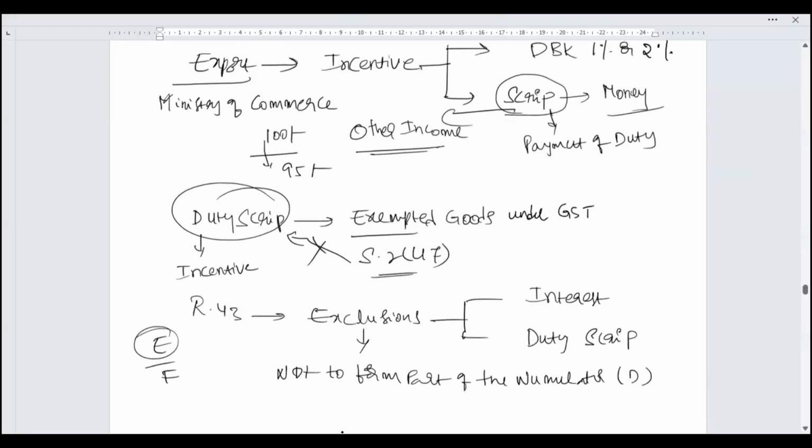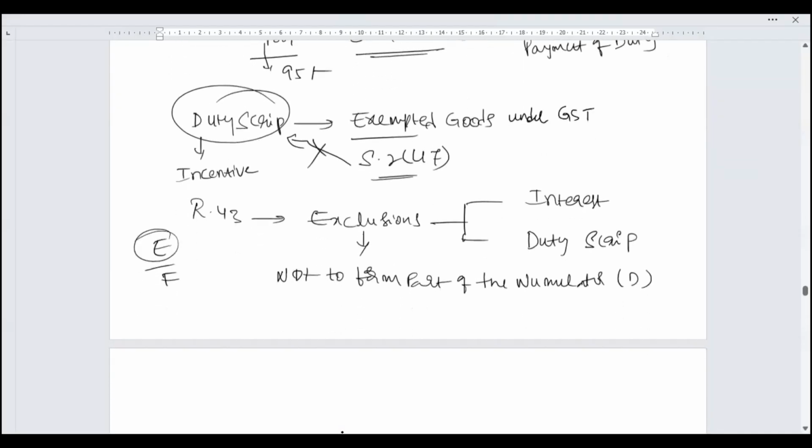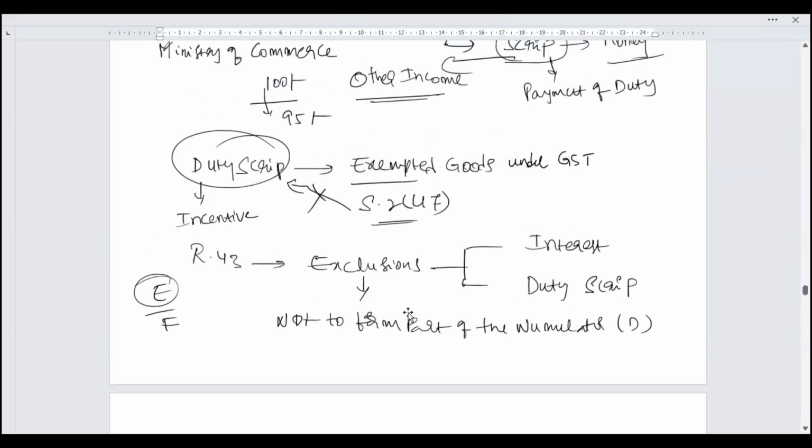Examination, generally, this is one point which they test in our CMA curriculum. Exclusions Rule 42, 43. Are we clear? We'll go further.